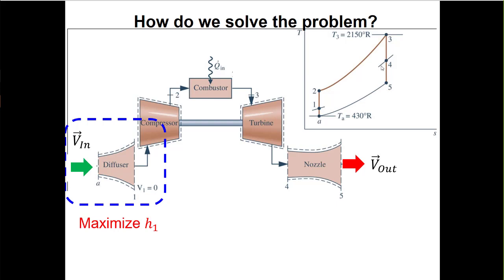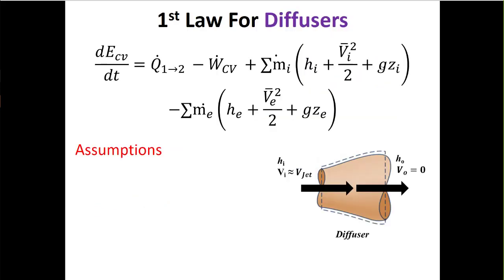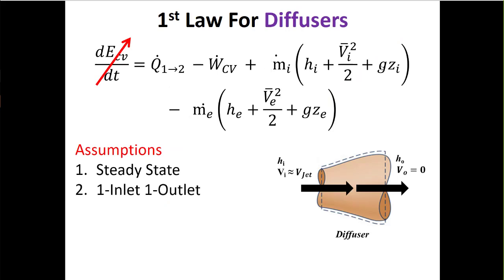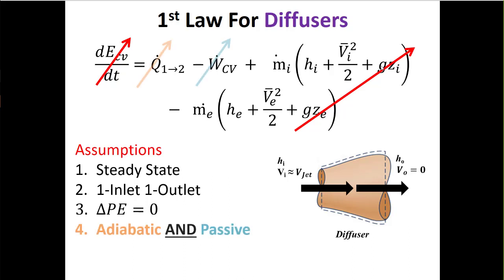The purpose of the diffuser is to maximize the enthalpy at state 1. So it's trying to take the kinetic energy of this air that's coming into the diffuser and turn it into enthalpy. So if we were doing a first law on this diffuser, we're going to say that it's at steady state, that it's 1 inlet and 1 outlet, so the summation signs go away. We're going to neglect potential energy, but we can't neglect kinetic energy change because that's the whole purpose of the diffuser, right? But here we can say that it's both adiabatic and passive. There's no fan blades in here, and we're going to assume that it's well insulated.